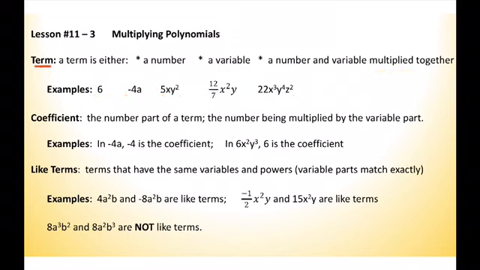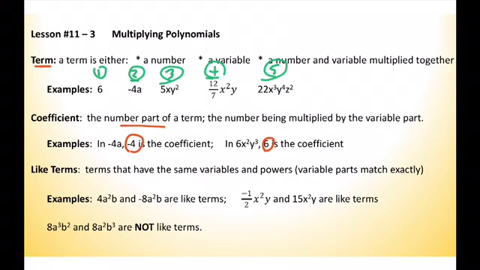So here's the first term, the second term, the third term, the fourth term, and the fifth term. Okay, coefficient. Again, this is review. It's the number part of a term, so it's the number that's being multiplied by the variable part. So in negative 4a, negative 4 is the coefficient. In 6x squared y to the third, 6 is the coefficient. We just had some review questions on that not too long ago.